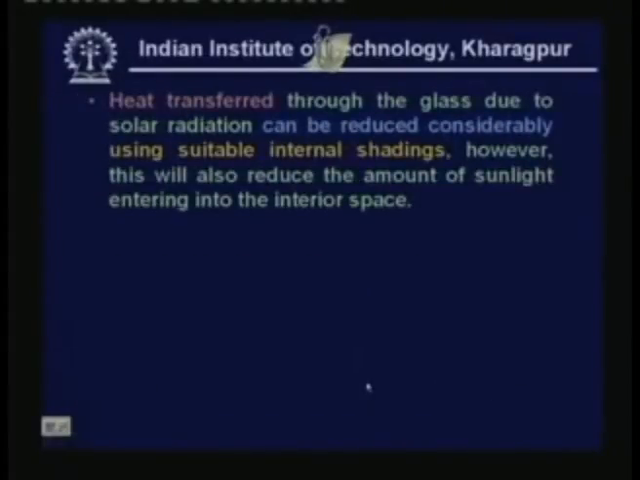Now, heat transferred through the glass due to solar radiation can be reduced considerably using suitable internal shadings. You might have noticed that when you are using internal shadings, the shading coefficient is less than 1, that means the amount of heat transmitted is less. Everybody knows that if you want to reduce the radiation, you can simply put a curtain, or use Venetian blinds. Thereby you can cut down the amount of radiation entering the building, which is good as far as the cooling load is concerned.